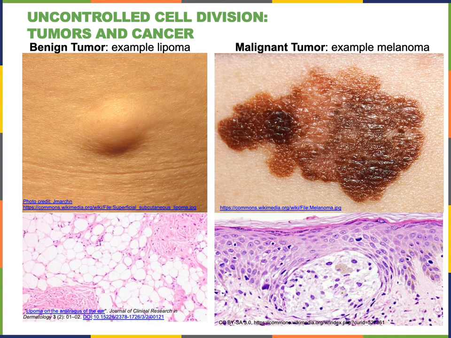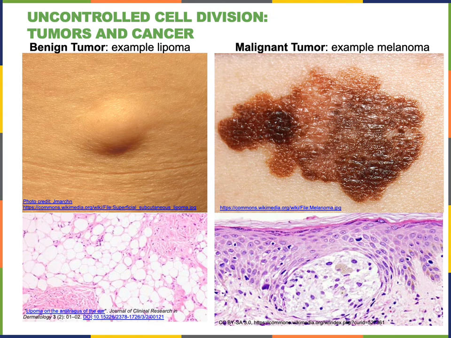The example we see here is a lipoma. A lipoma is a tumor consisting of adipose tissue. Typically, this forms just under the skin, growing in the hypodermis or subcutaneous layer of adipose tissue, normally found just under the skin. But for some reason, the cells start to divide and grow faster within that region, forming a mass.